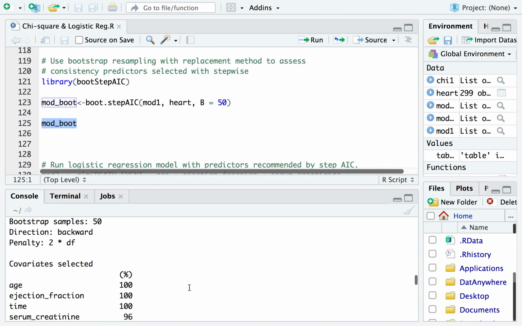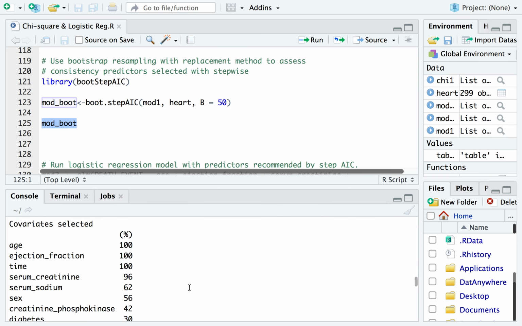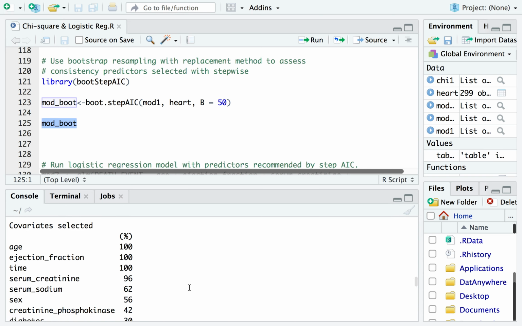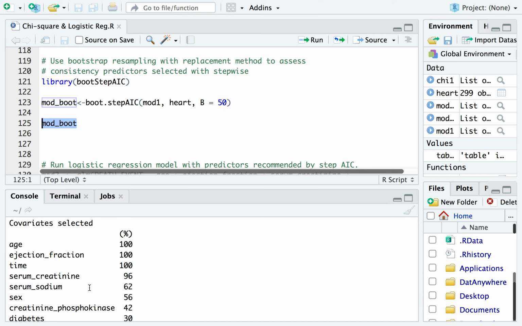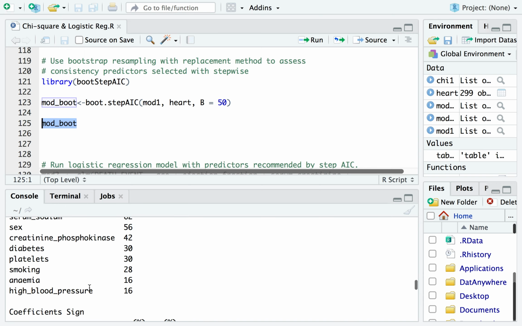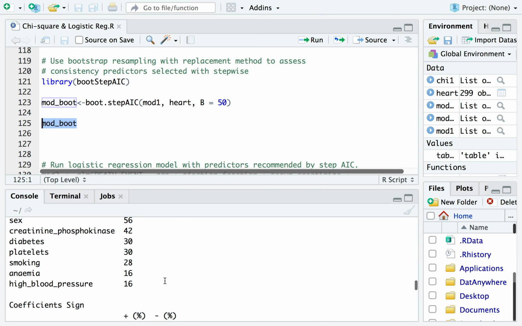So, it's basically telling me here, for each variable in the saturated model, the percentage of times the predictor was selected. You can see here, age was selected 100% of the time. High blood pressure, on the other hand, was only selected 16% of the time, 16% of the 50 resamples that were done.